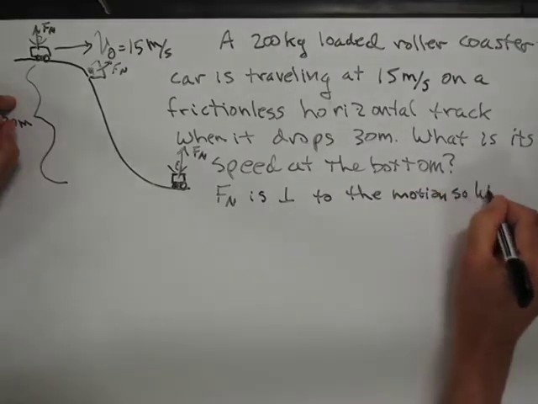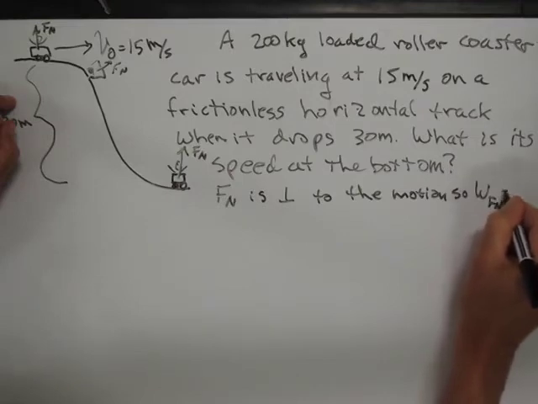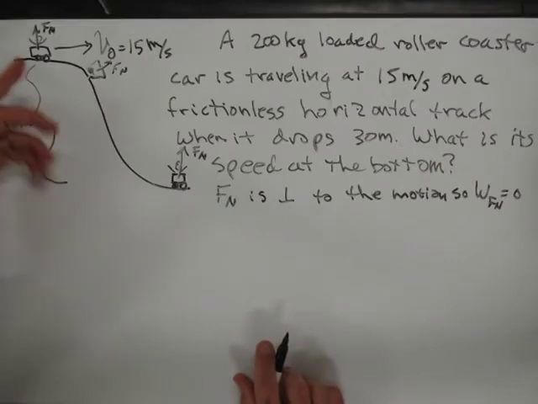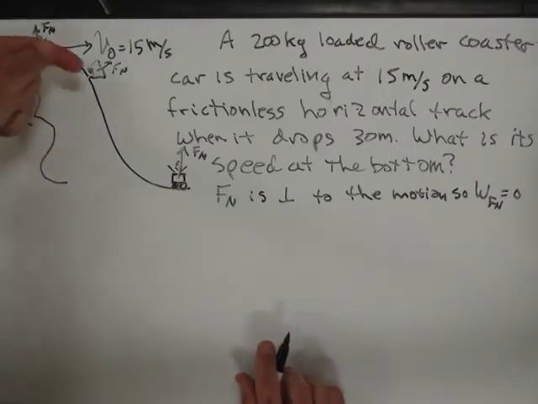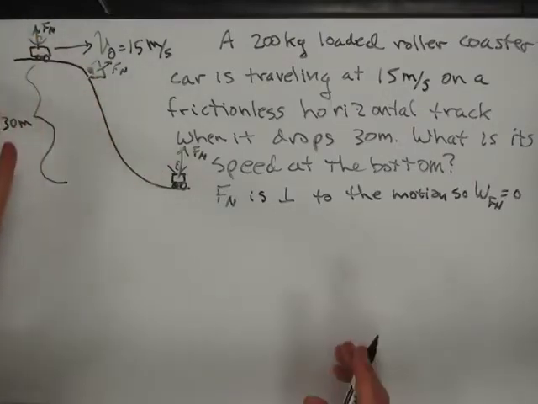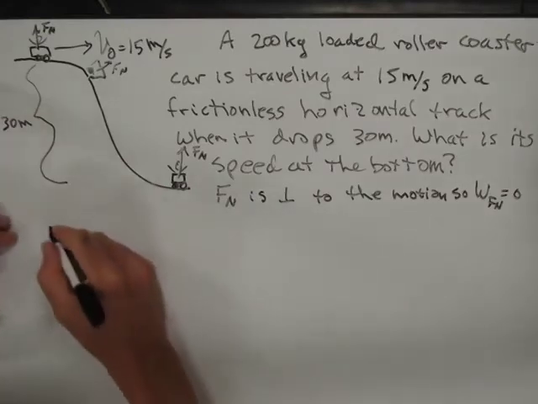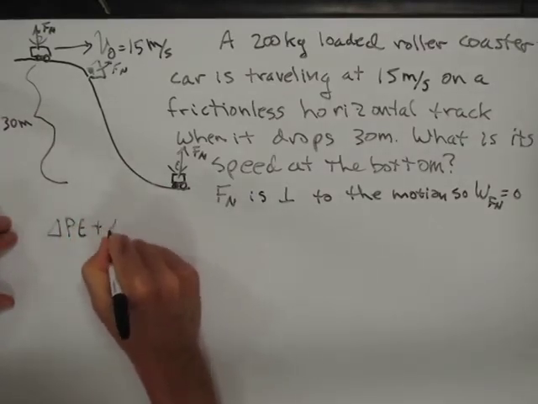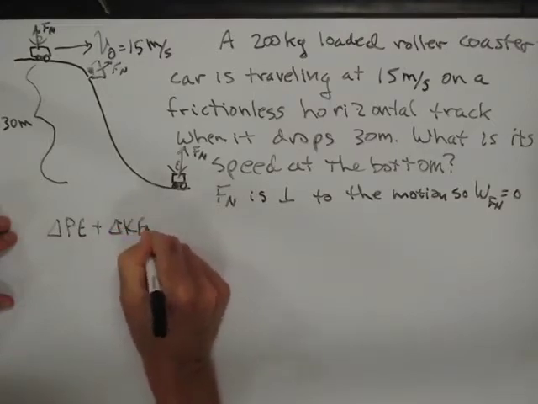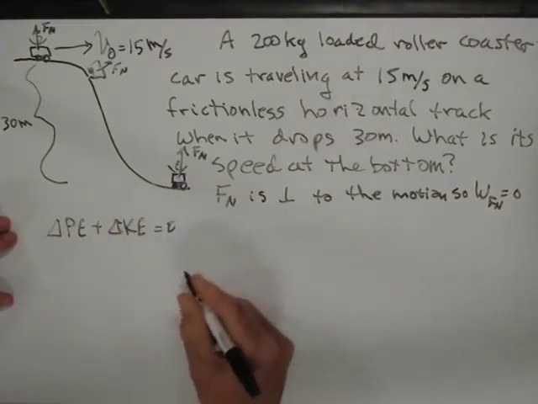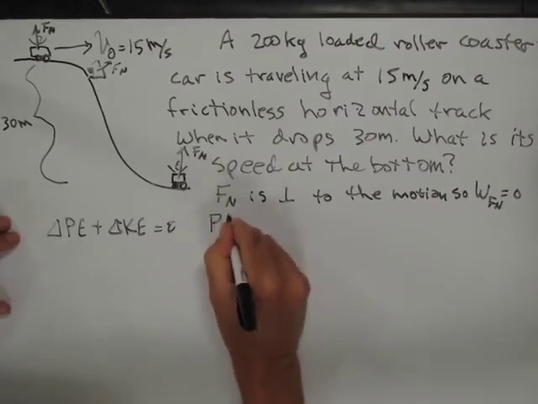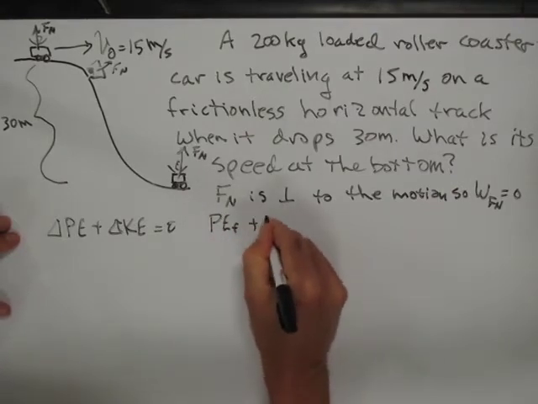So the work done by the normal force is 0. And so there are really no other forces besides gravity that are actually doing work on the car. And so that means that I can use conservation of energy. I can say, look, the change in potential energy plus the change in kinetic energy is 0.